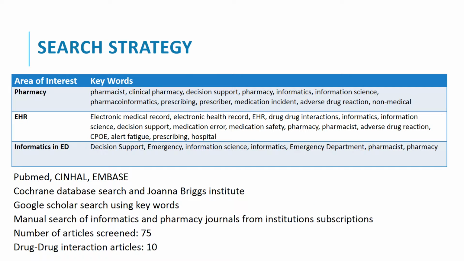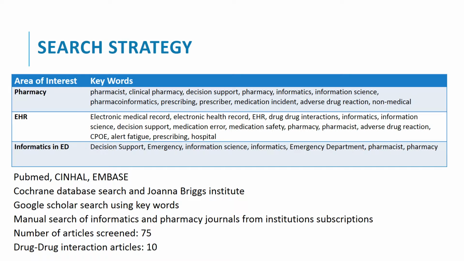So in terms of my search strategy, I looked at 3 areas that were of interest to me. I haven't had a lot of informatics experience, so as I went through the course, I obviously learnt key concepts, which then allowed me to build on the 3 areas of interest. So I looked quite broadly at pharmacy, electronic healthcare records, and then informatics in emergency. So I initially had a very broad look at the literature using some of the keywords in the table, and then I focused in on drug-drug interactions.